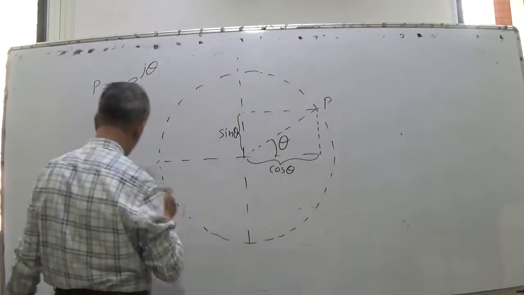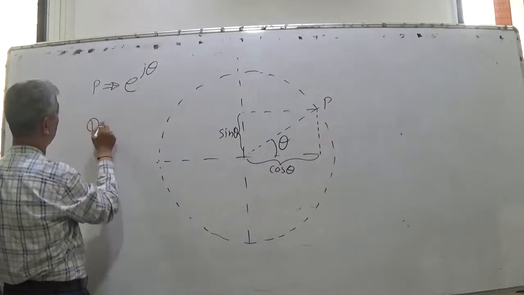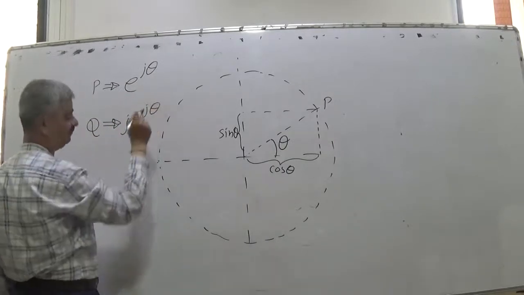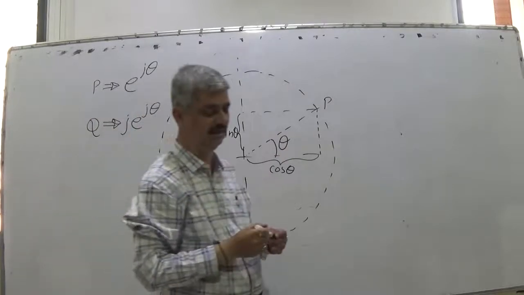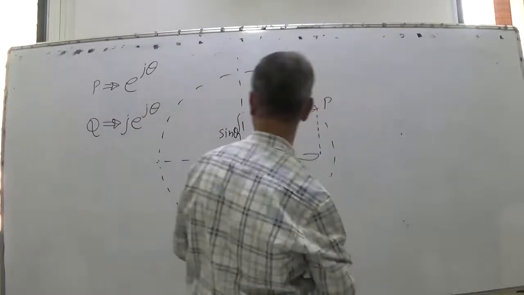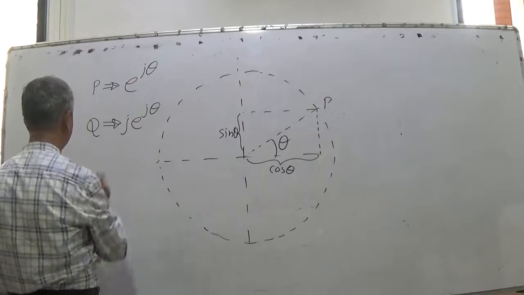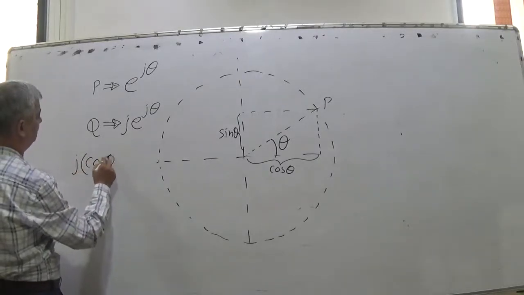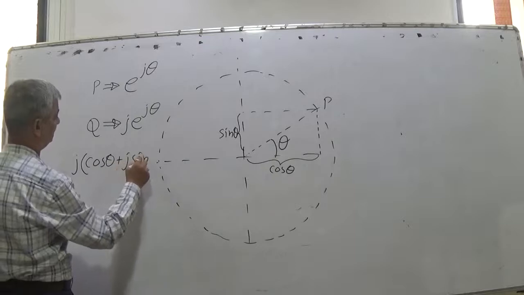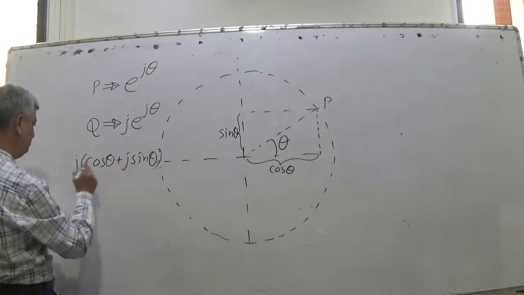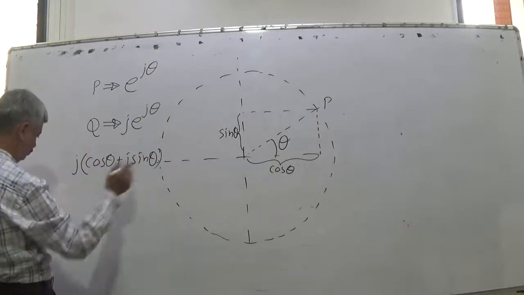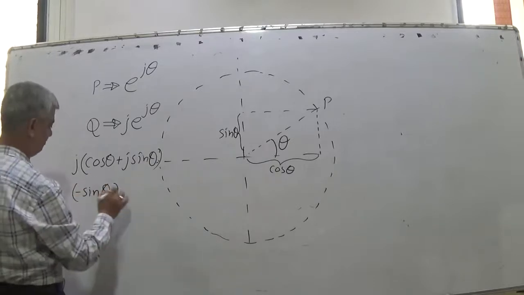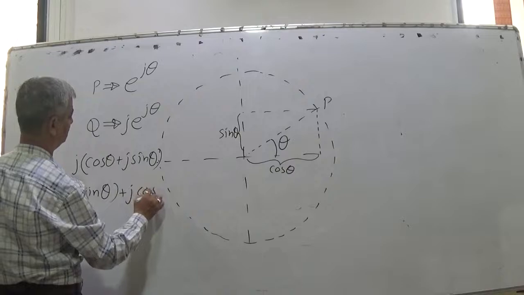Now I want to represent a new point Q, which is given by j e raised to j theta. We just simplify it as j into the bracket cos theta plus j sin theta. We just wrote it down: minus sin theta, the real part, the horizontal part, plus j cos theta.